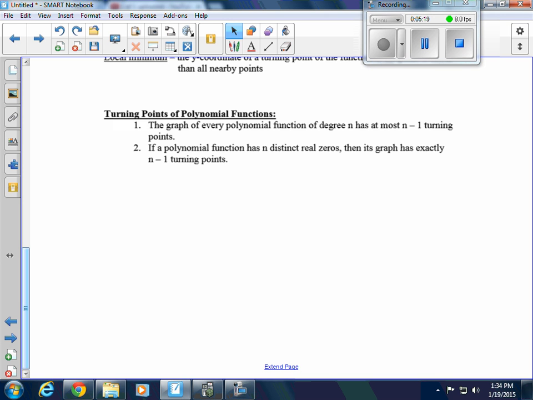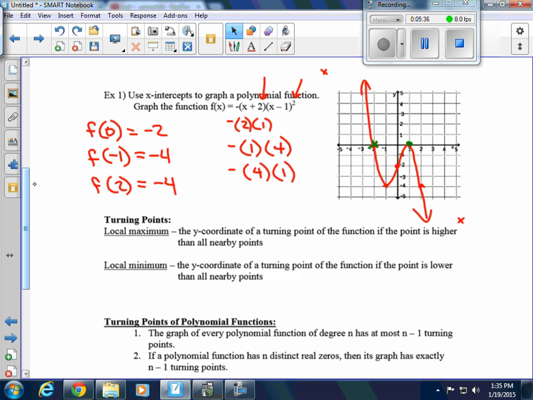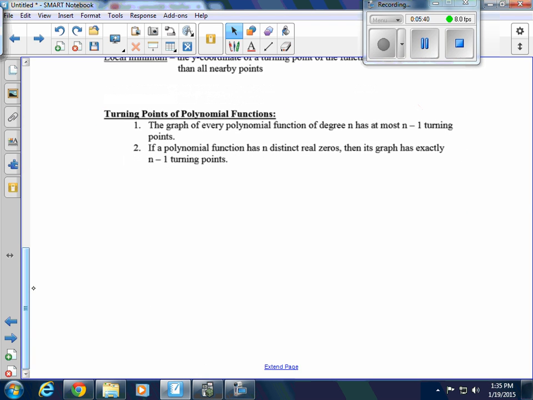That's why a line has no turning points. A quadratic equation, a parabola, has only one turning point. And the cubics will have 2. This one we have graphed above here is a cubic function, and it has 2 turning points. That's the most it could have. It doesn't have to have that many, but that's the most that it could possibly have.